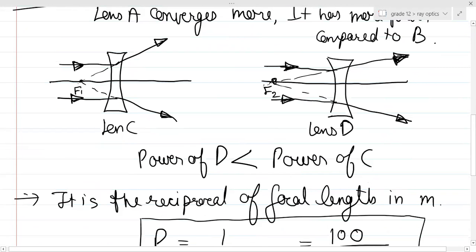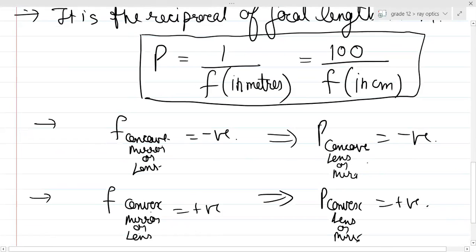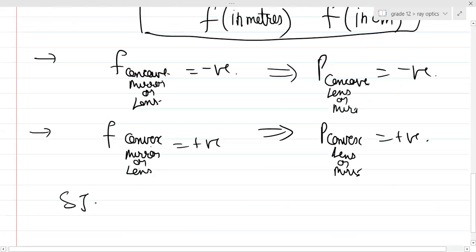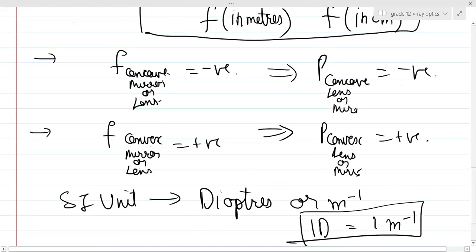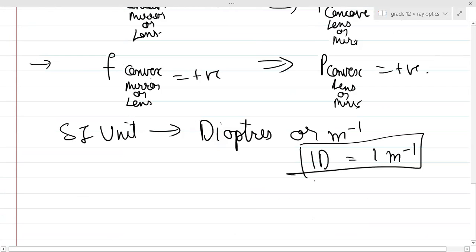Please remember the magnitude we're talking about, right? Sign will decide like this. Is it clear? The SI unit of power is basically diopters. This is not mechanical power. This is optical power, है ना? It has a different unit, diopters or per meter. One diopter is basically what? 1 per meter. Is it clear, guys?